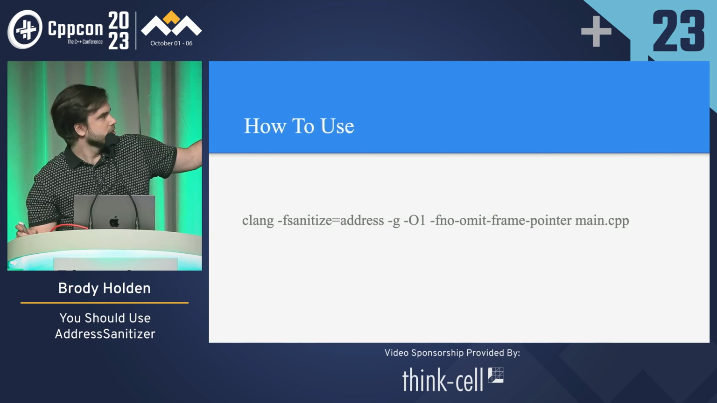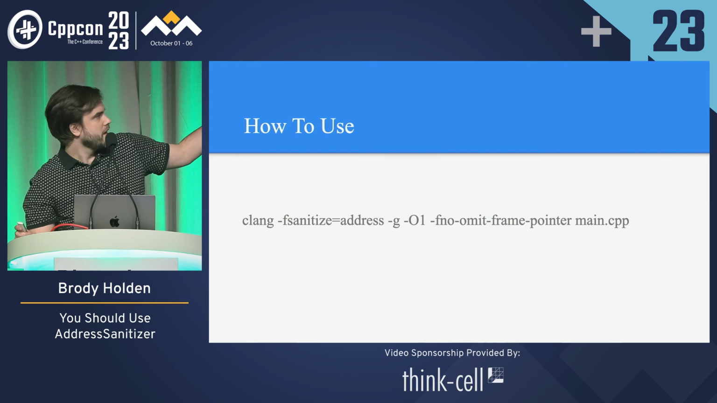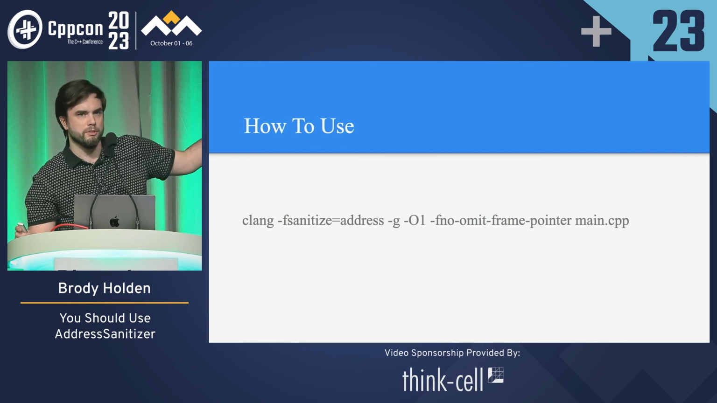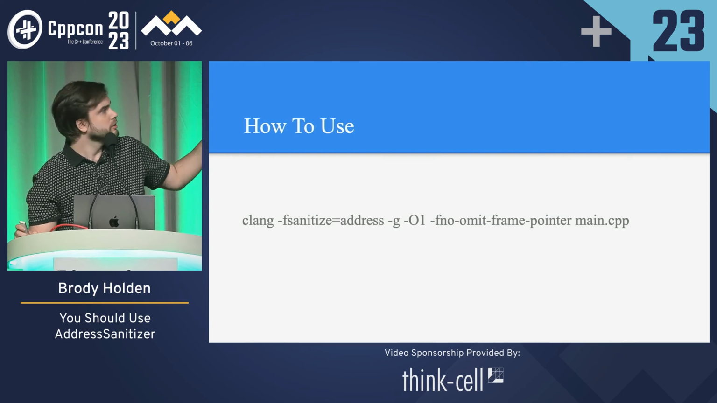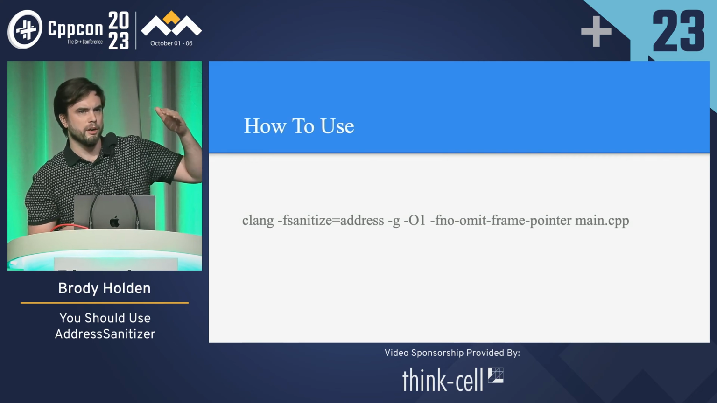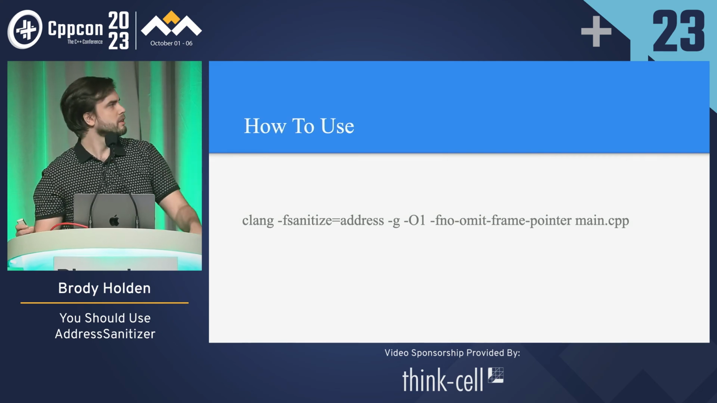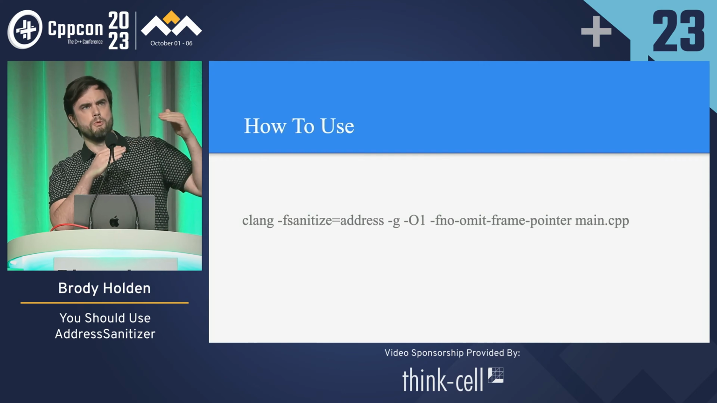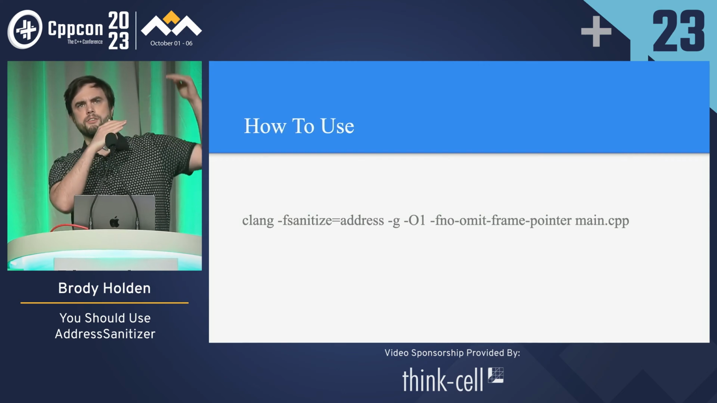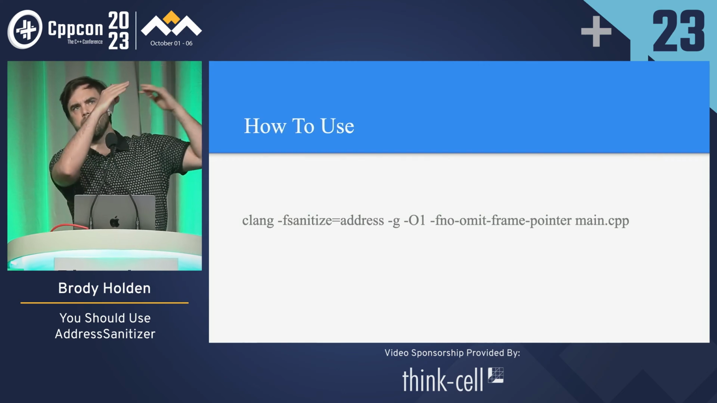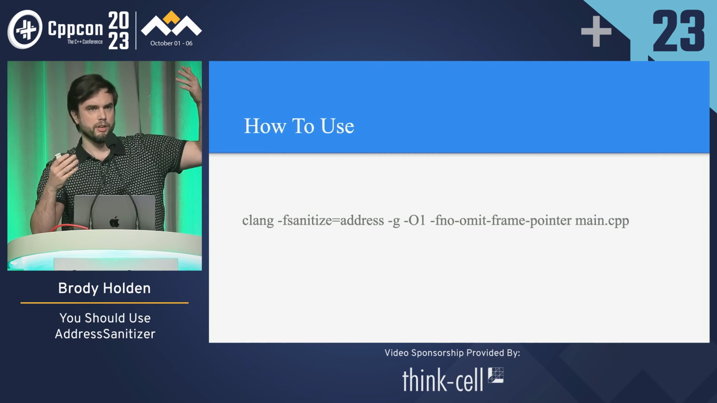You might want to optimize a little bit, and then -g, and you want your frame pointer so that you get nice stack traces. I didn't include a slide with the stack traces because they're quite large, but say you get a double free, you'll get a stack trace of where it was allocated, a stack trace of where it was freed the first time, and a stack trace of where it was freed the second time, which triggered ASan.